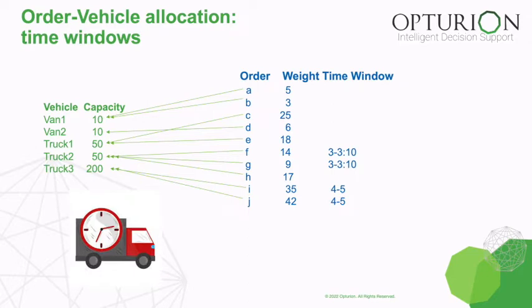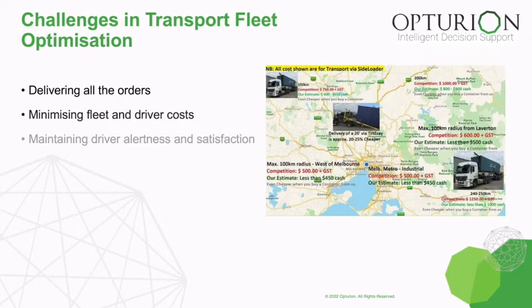However, what happens if additionally we have deadlines or time windows? So orders F and G have almost the same time window. That means they can't be delivered by truck 2 at the same time. So we have to actually change the vehicle assigned to order G so it can be on a different truck. So one thing is to deliver all the orders.